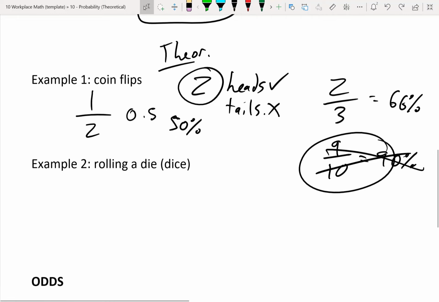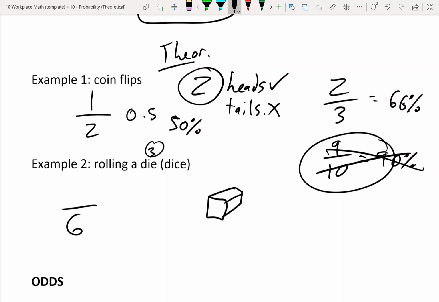Let's do rolling dice, a similar example. When you roll a die, that's the little cube thing, there are 6 outcomes, 6 total numbers you can get. Let's say we want to get a 3. There's only one 3 on the die, that means it would be 1 out of 6. So we could convert that and figure out the percent. That's how we do probability.